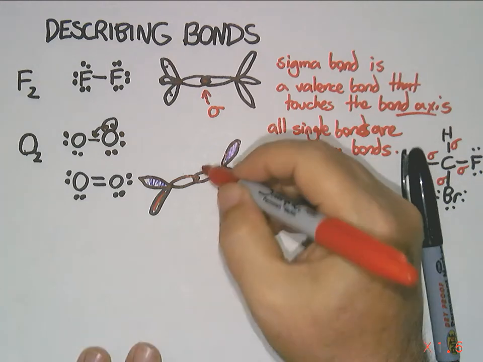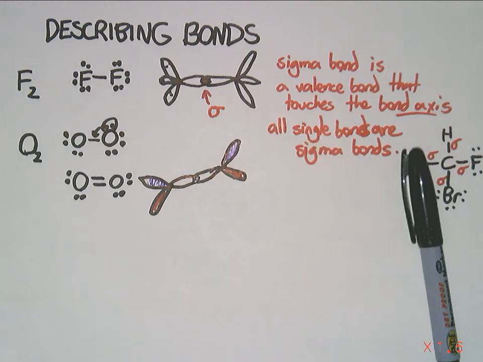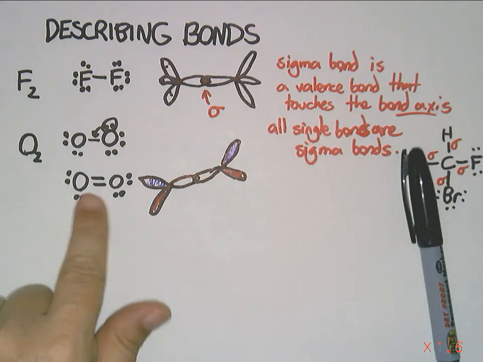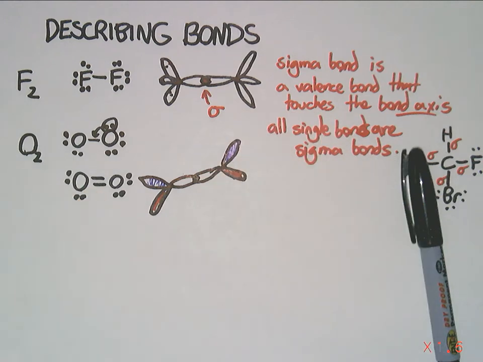Okay, and there's the overlap, and that's a sigma overlap. So I see a sigma bond in there, and that's the first of these double bonds. But what about the second bond? Where does that come in? There must be another overlap.